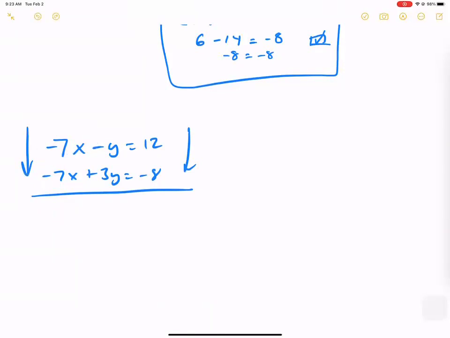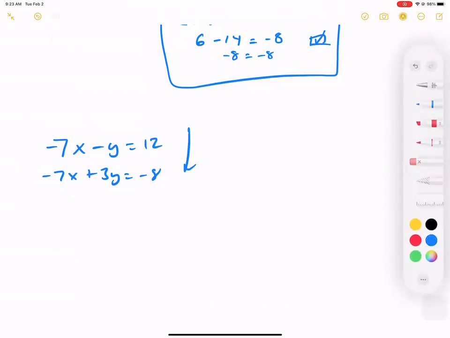So what we're going to do here is change one of these equations. We're going to change one. Let me ask you, what do you wish one of these signs were? If one is negative, the other one has to be positive, right? Because we want them to eliminate. We want them to knock each other out. So here's what we're going to do. We're going to multiply a negative by a negative to make it a positive.